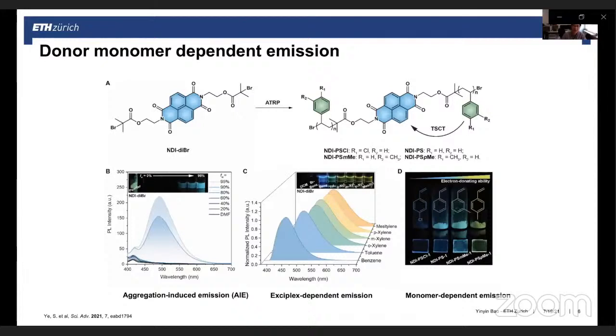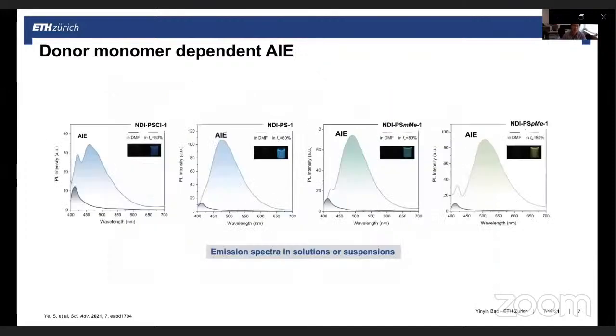And when we perform the ATRP based on this initiator using different types of monomers, also with increasing electron donating ability, we also see the polymer matrix showed redshifted solid-state emission. This is similar to our observation in the aromatic solvents. All of these polymers are AIE active, and depending on the electron donating ability of the monomers, we can see they show different colors.